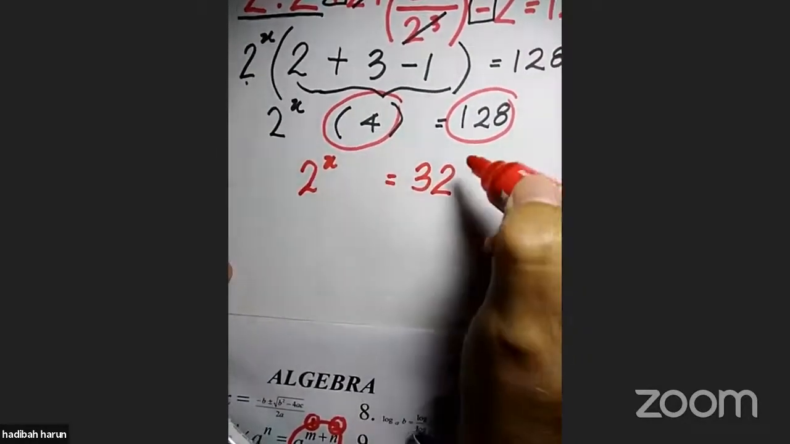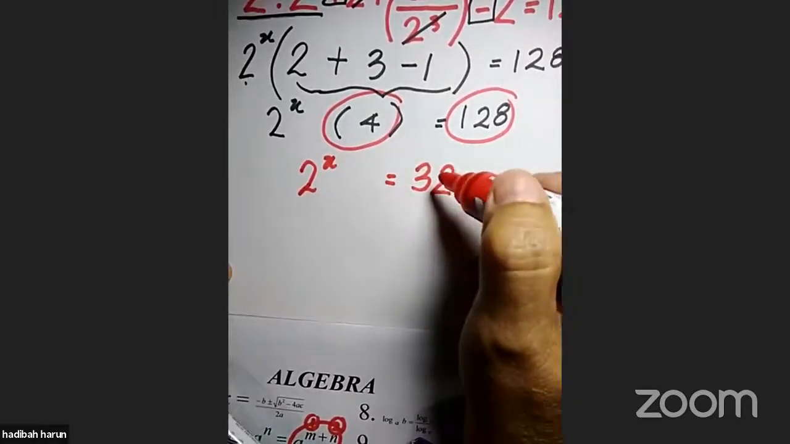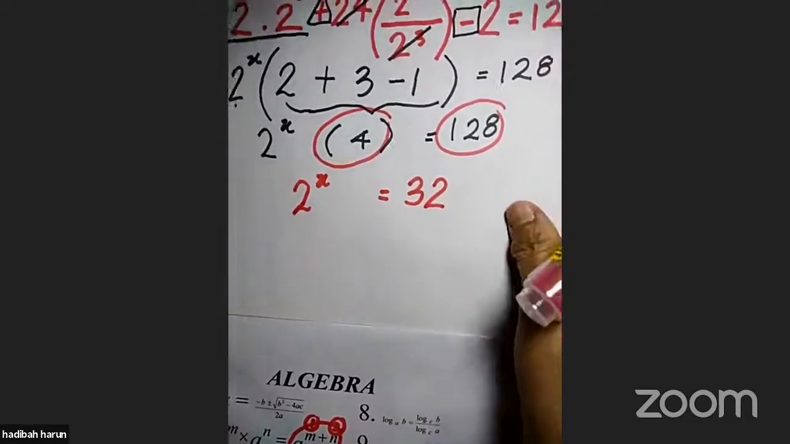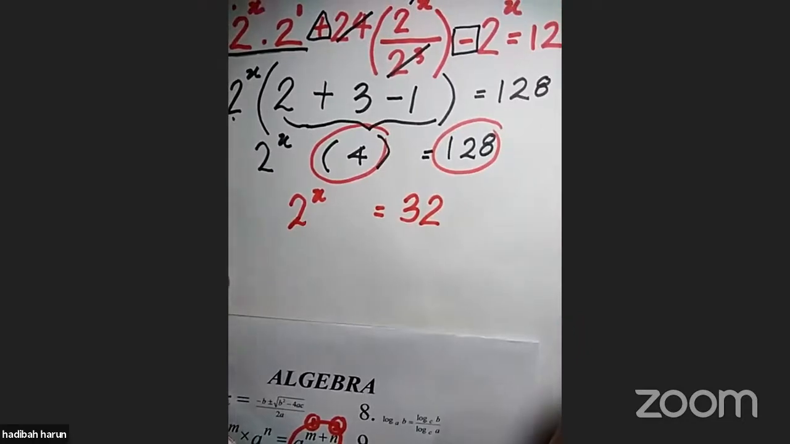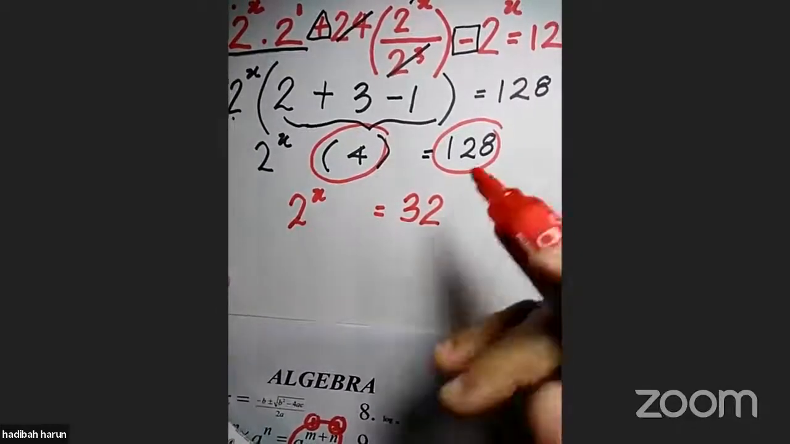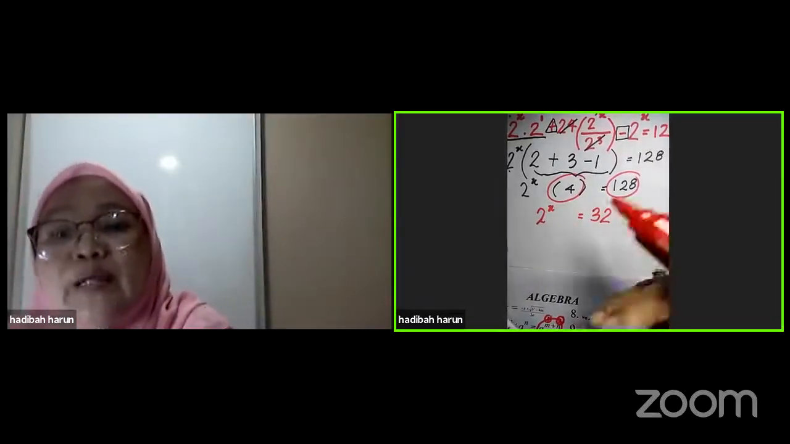If you cannot memorize, actually by now, students doing your revision for SPM, all should be at your fingertips. 2 to the power of 5 is 32, to the power of 6 is 64, to the power of 7 is 128, to the power of 8 is 256, to the power of 9 is 512, to the power of 10 is 1024. If you always do your exercise, then it will be very, very easy for you.